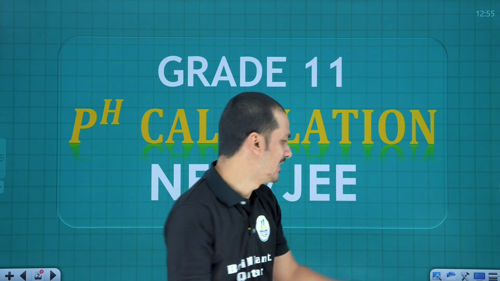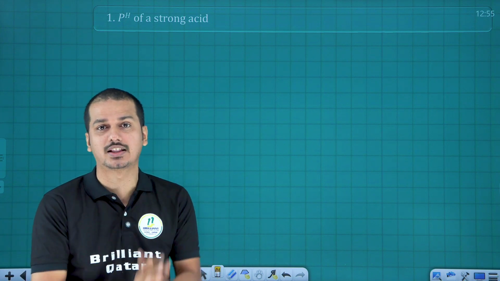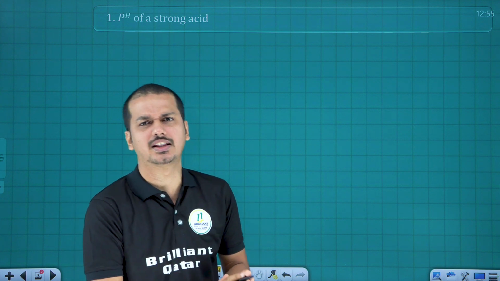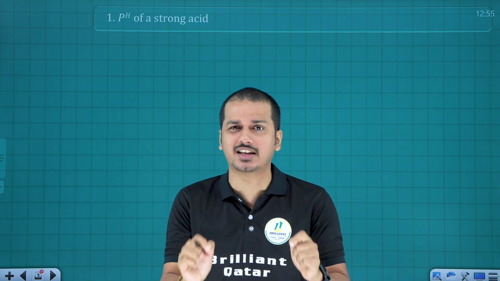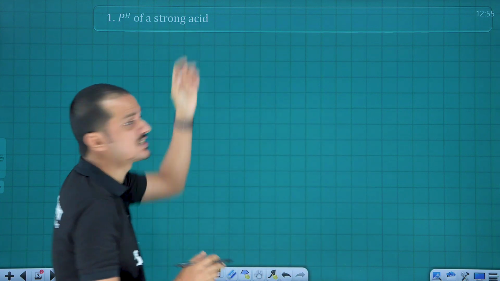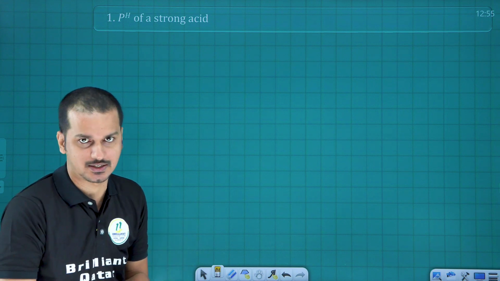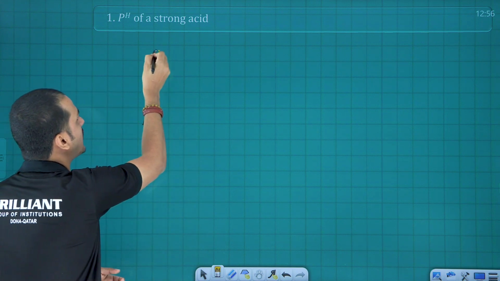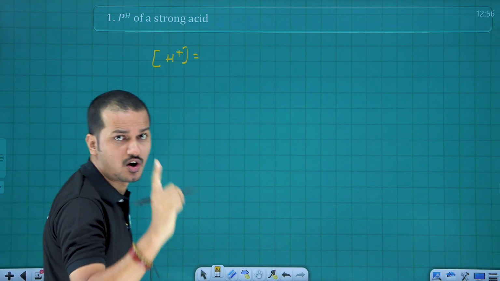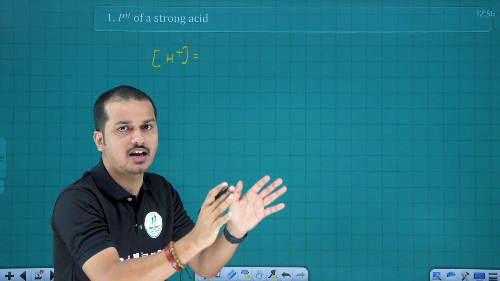Are you ready? Yeah. So dears, this is the first question they usually ask: how to calculate the pH of a strong acid. Whenever we want to calculate the pH, we must know pH is nothing but minus log concentration of H plus. So if it is a strong acid, to calculate pH we must know the concentration of H plus. Correct? Yeah. So concentration of H plus is none other than, listen to me very carefully, the concentration of acid.